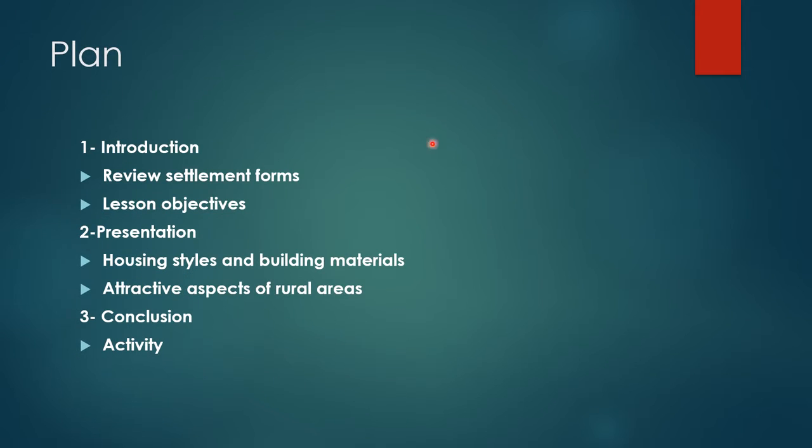As plan of our presentation, we have our introduction, and under our introduction we shall revisit settlement forms which we treated in our last class. We have our lesson objectives which we are expected to attain before this lesson comes to an end. Under our presentation, we have the housing styles and building materials in rural areas, followed by attractive aspects of rural areas. And in our conclusion, I have an activity which I am going to give you to do to determine whether you understood our lesson or not.